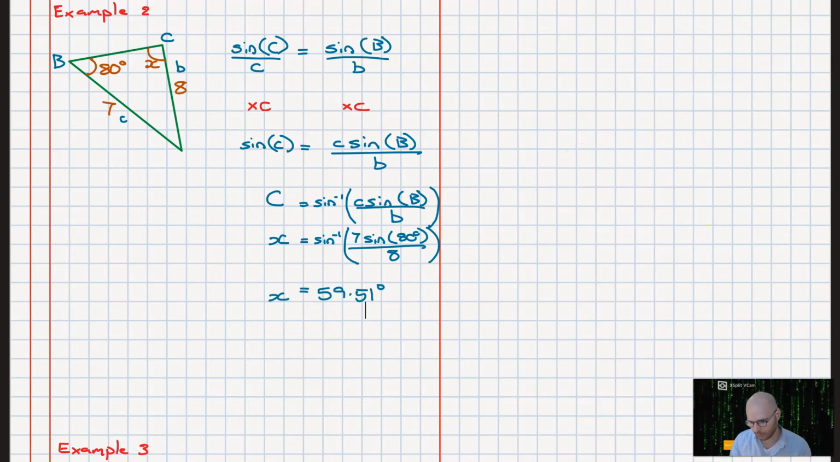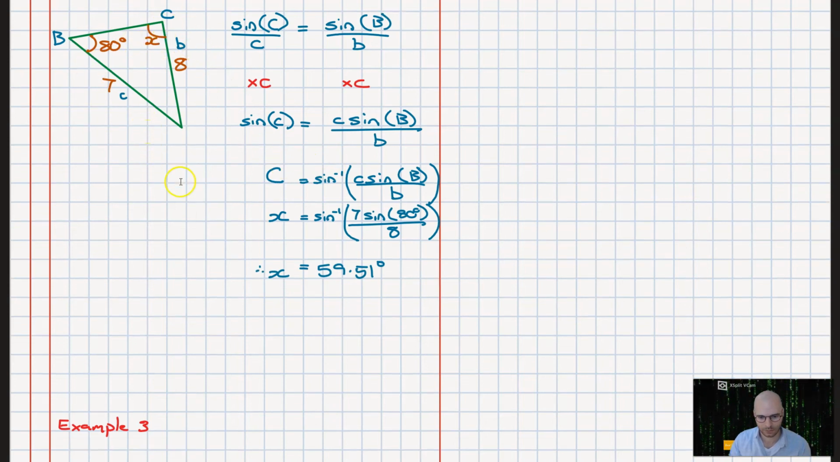Let's just double check. Yeah, 59.51. So this example here illustrates how we can solve for an unknown angle in a non-right angled triangle.